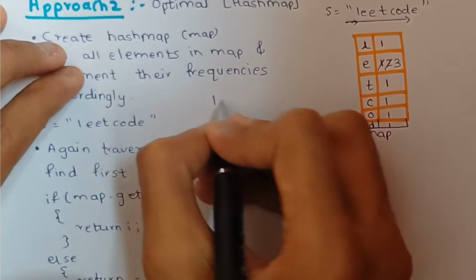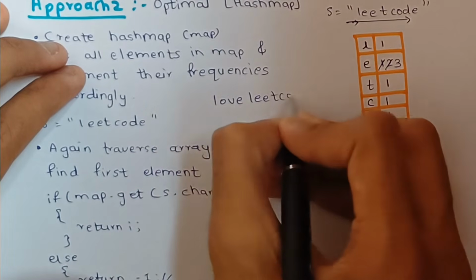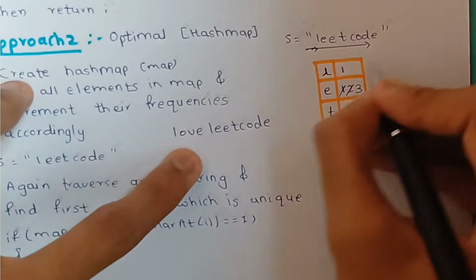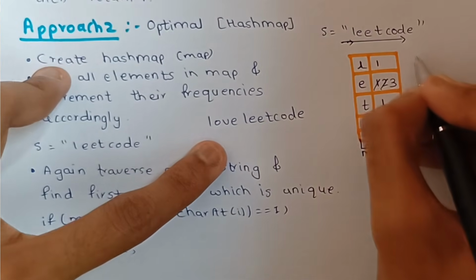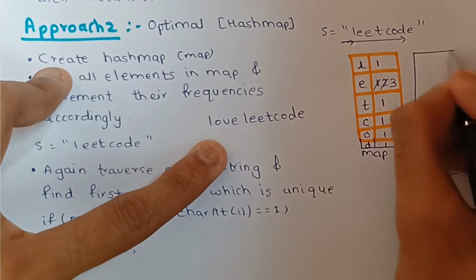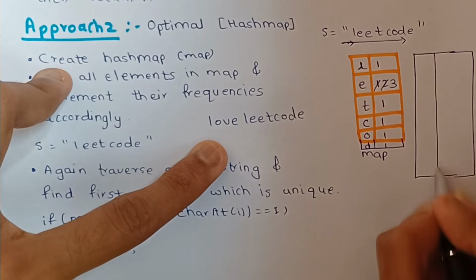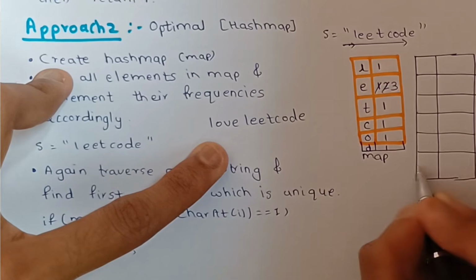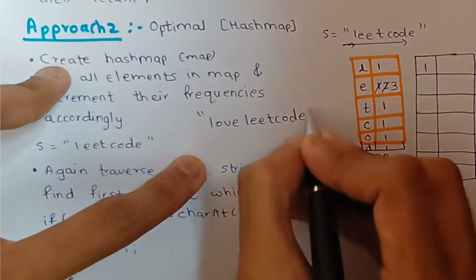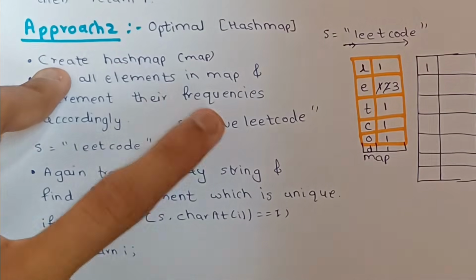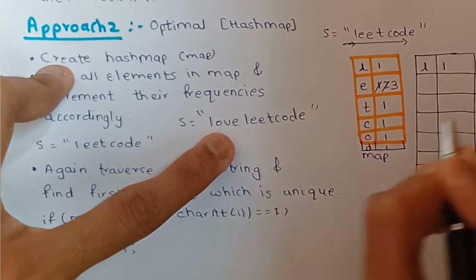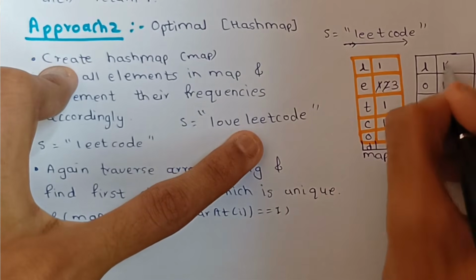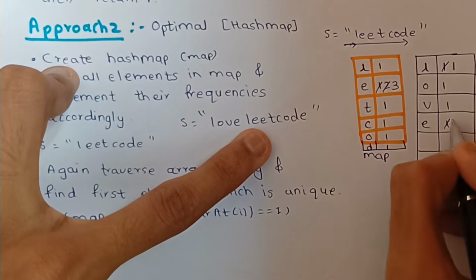So I will take the second example, "loveleetcode". I will create a hash map here so you will understand. L will be added, this is our new string for the second example. L's frequency will be incremented, then O, V, E, and again L's frequency will be incremented, E's frequency will be incremented to 2.